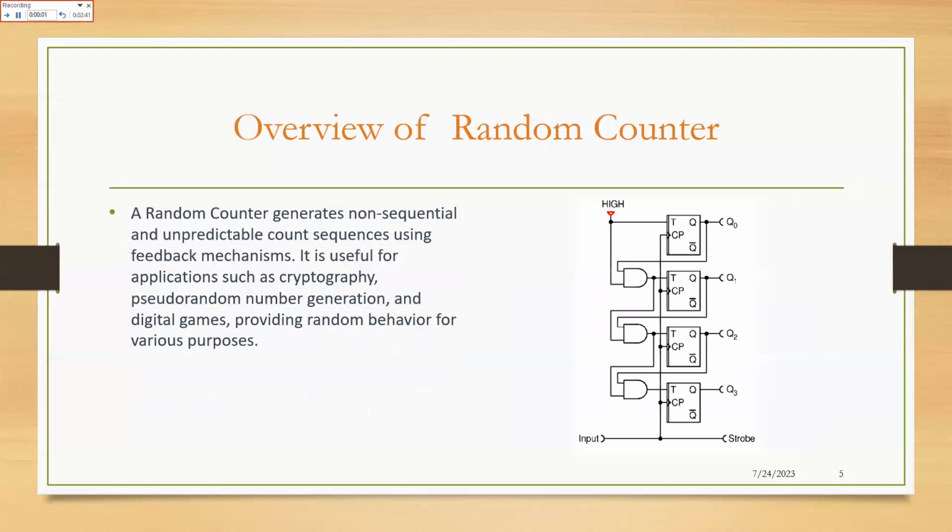Then I would like to express here the overview of the random counter. A random counter generates a non-sequential and unpredictable count sequence. That means we can choose any numbers, as we wish, to design our random counter. It can be any number for designing the random counter, with unpredictable count sequences using feedback mechanisms. It is useful for applications such as cryptography, pseudo random number generation, and digital games, providing random behavior for various purposes.